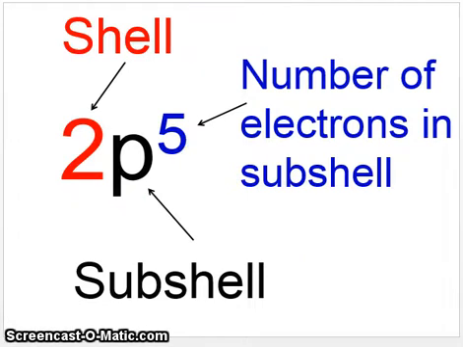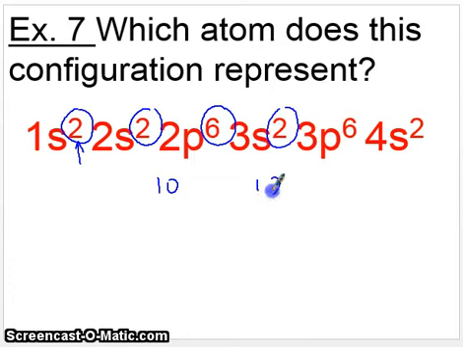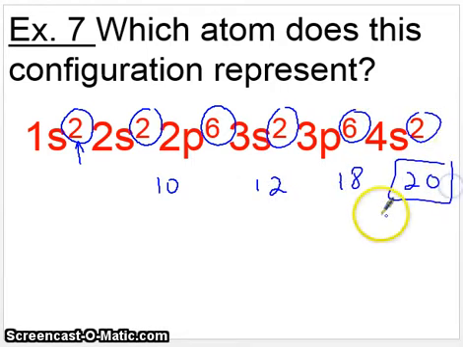So let's show you an example of this. Here's an example, and we're asked which atom does this configuration represent. So before teaching you how to fill these up, in this case, because these numbers represent the electrons, all we have to do is total them up. So you have 2 plus 2, which is 4, plus 6, which is 10, so far 10, plus 2, which is 12, plus 6, which is 18, plus 2, which is 20. So we have a total of 20 electrons in this configuration.